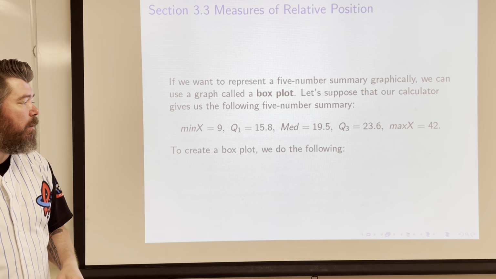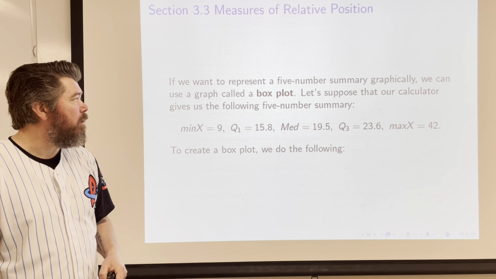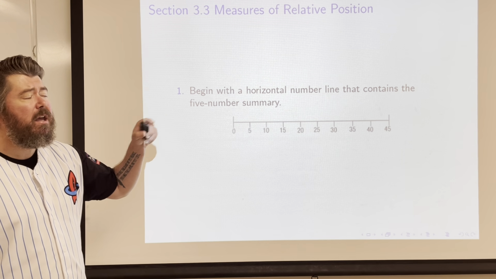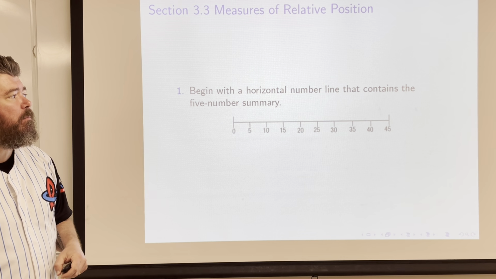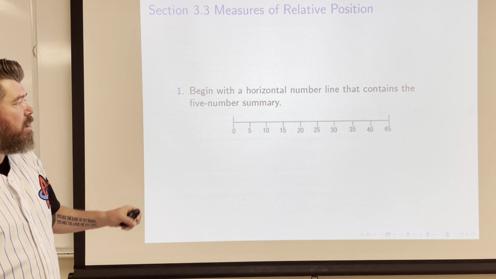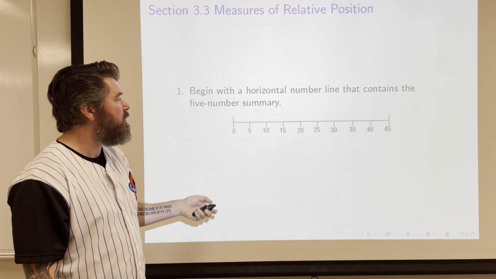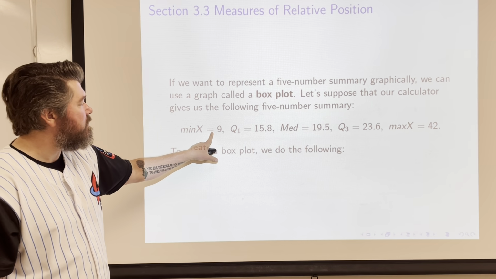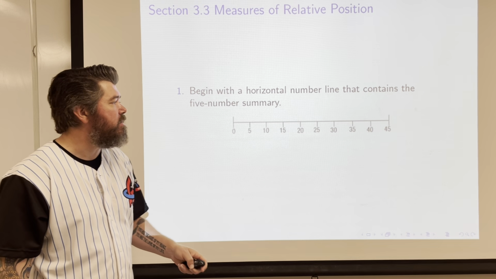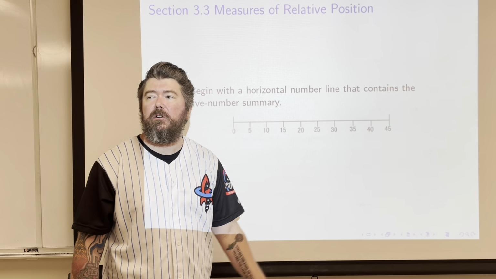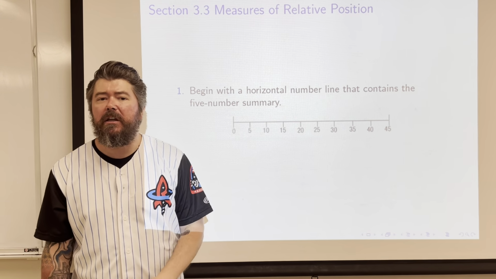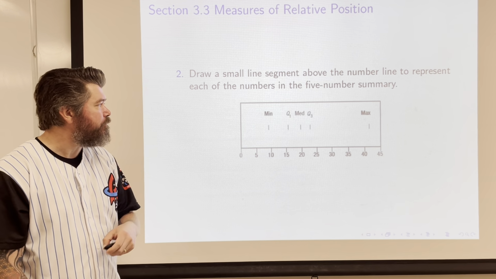So we want to create a box plot, so we'll do the following. We begin with a horizontal number line that contains the 5-number summary. You want to make sure that you create a number line large enough to fit the smallest data value and the largest data value. So I went from 0 to 45, and I've scaled it by 5 units.